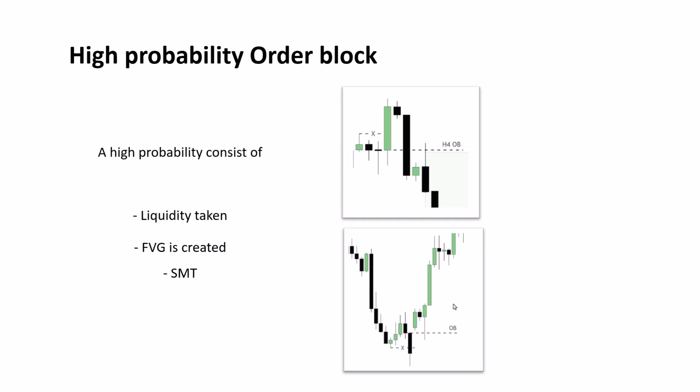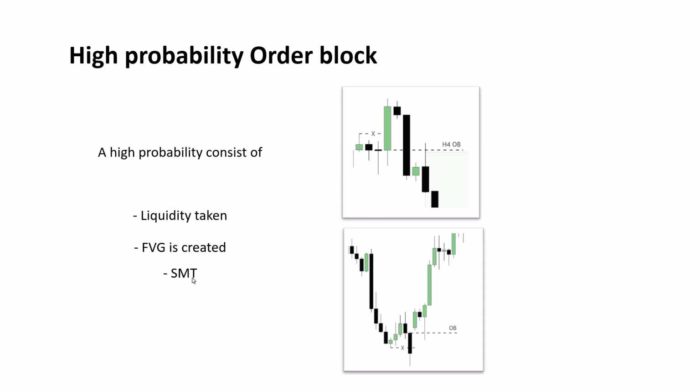Now, is there a fair value gap? Yes, this is a fair value gap. This is how to confirm whether it is high probability or low probability. This is a fair value gap because we can see the 3 candle pattern. The low of this candle and the high of this candle did not touch each other. So this is a fair value gap.